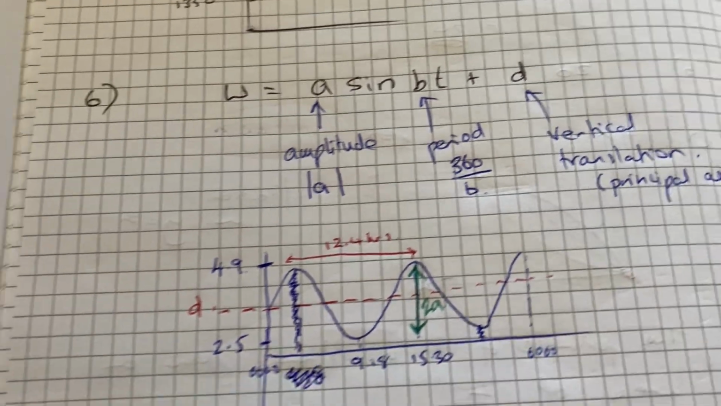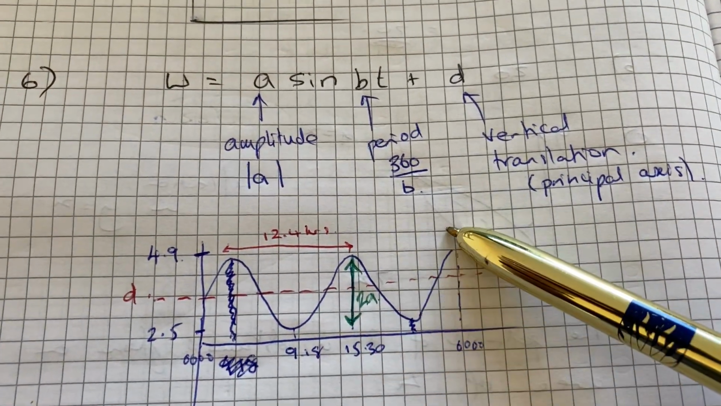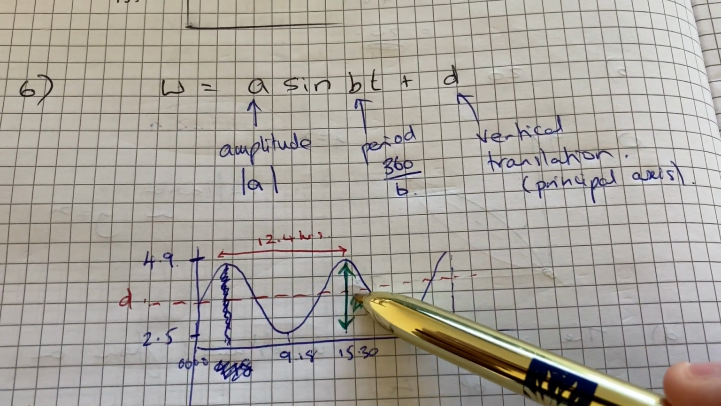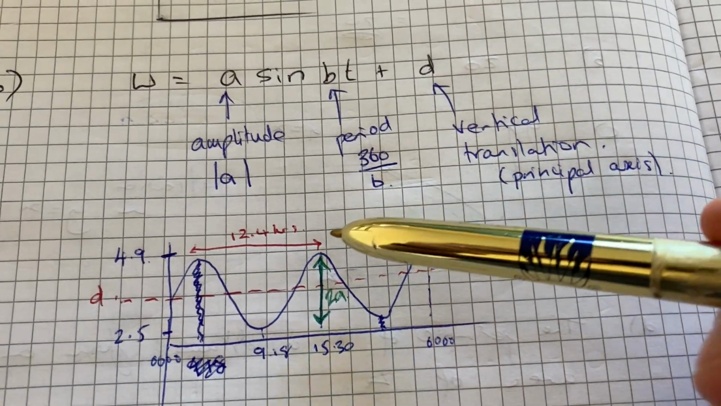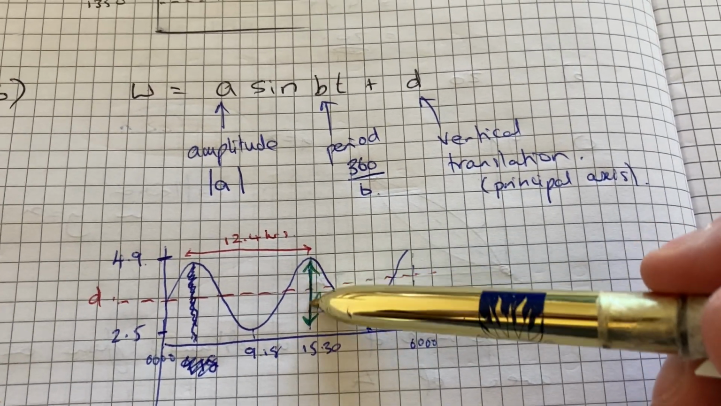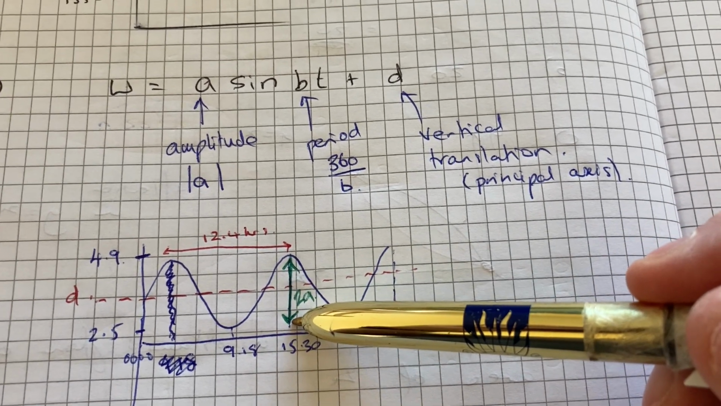Okay, so this is a sine curve, the blue line. The D would be the line of symmetry. We can find that in a bit. The peak to trough, the top to bottom, is twice the amplitude. The amplitude is only half of that distance between the peak and the trough.